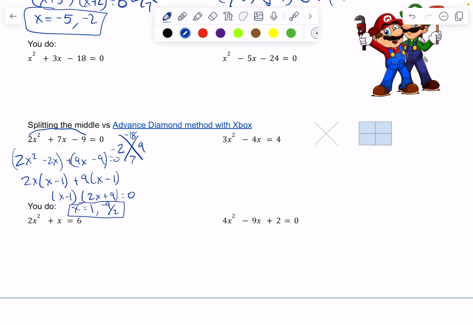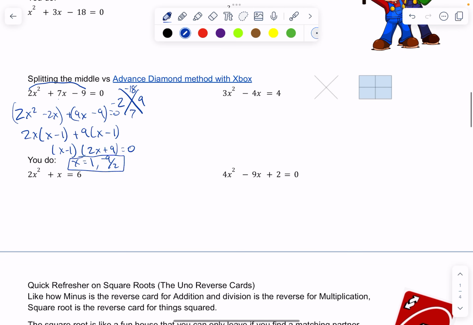Good. The advanced diamond method with Xbox, or just called the Xbox method, is very, very similar, but it has an additional little box that you can draw that helps you solve the equation. Bring everything over to get to 0. So I want to minus 4 on both sides. I will get 3x squared minus 4x minus 4 equals 0. That's cool. Let's do our advanced diamond method.